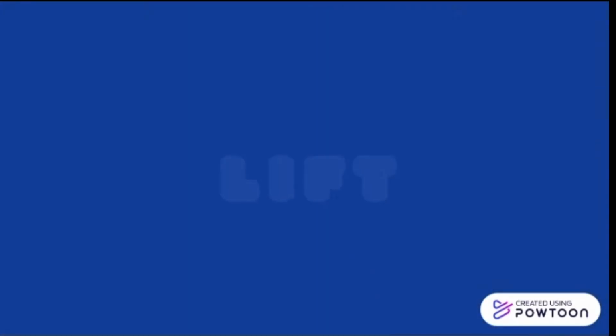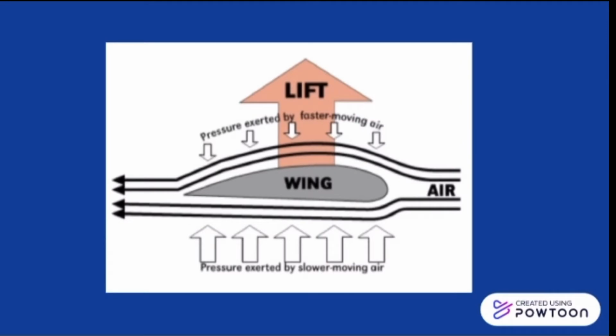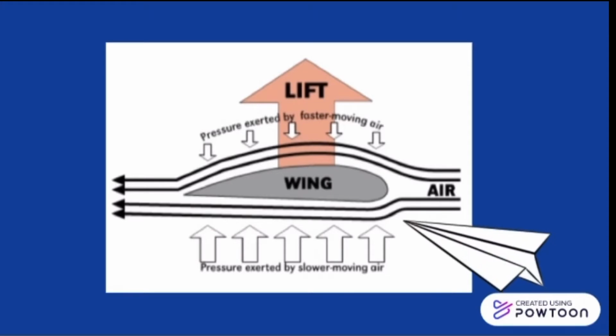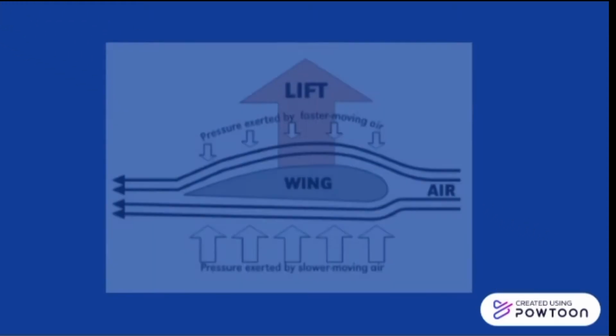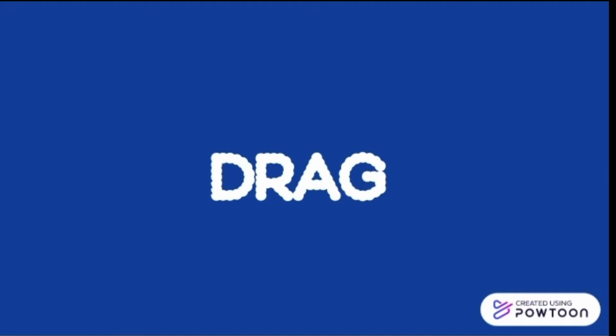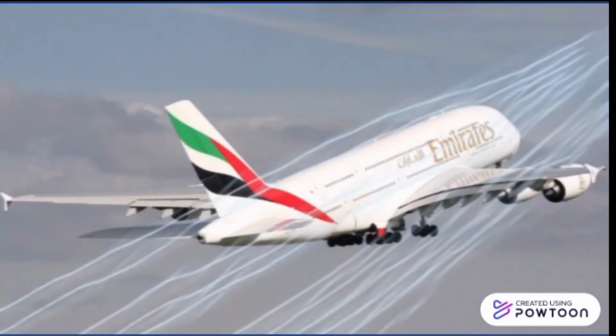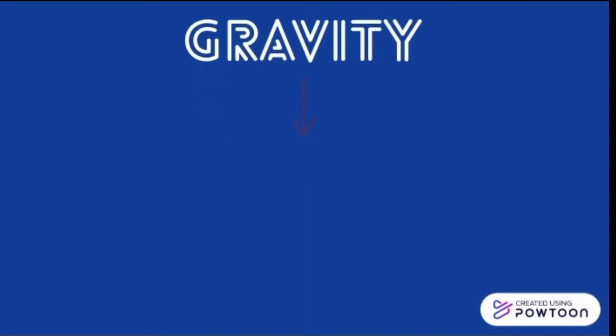The next force is lift. Lift is when air moving under and over the wings provide an upward force on the airplane. This is how the airplane gets higher in the air. The third force is drag. Drag forms when air pushing back against the plane slows it down. The last force is gravity. Gravity just brings the airplane down from the air.